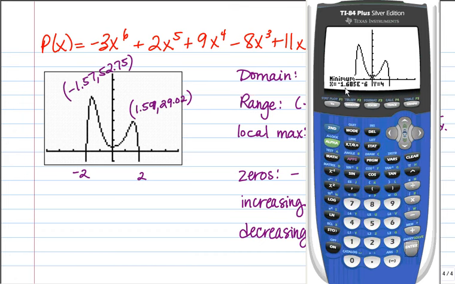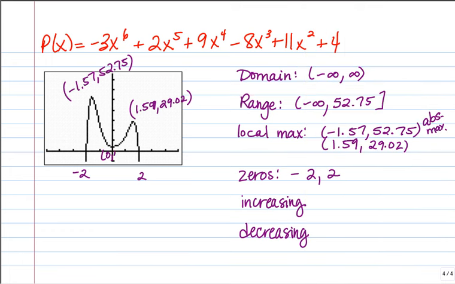Okay. -1.68 e to the -6. That means times 10 to the -6. If you remember, that means move the decimal point 6 places to the left, which is basically 0. And that actually is our y-intercept. If we plug in 0 for x, 0 to the 6 is 0, so we're just left with 4. So I need to correct this up here. Our local min is 0.4.